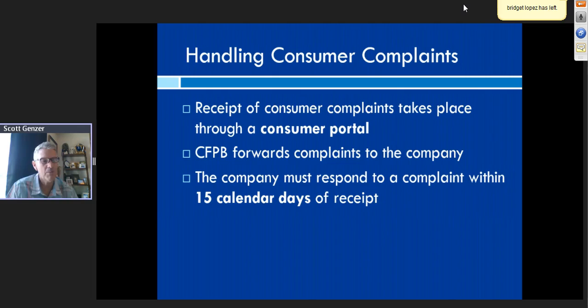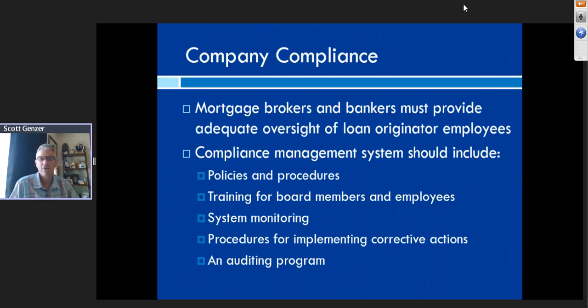Just because somebody complains doesn't mean we're doing anything wrong. All right, so it could be a valid complaint to them, but it's not valid in the scope of what the regulations and rules allow. So we have to deal with things through the portal. We have to comply. All right, as an employer, your company that will employ you, we must provide adequate oversight of our originators and our employees.